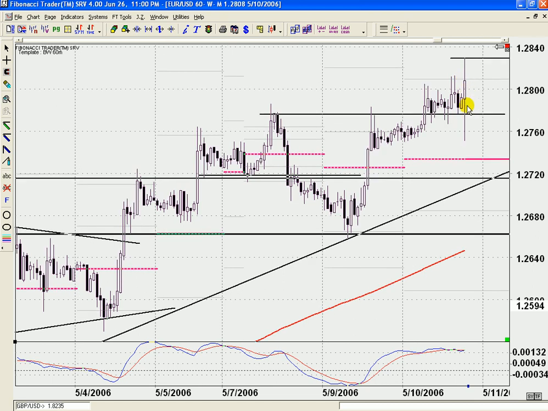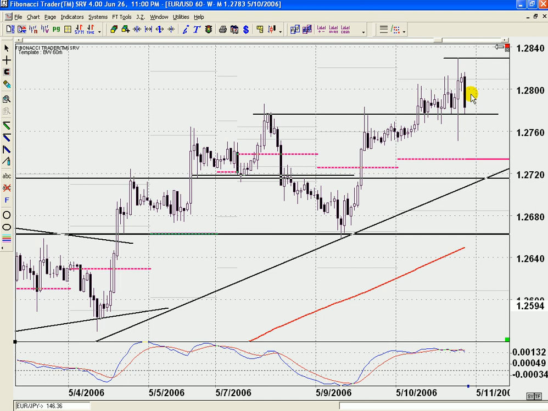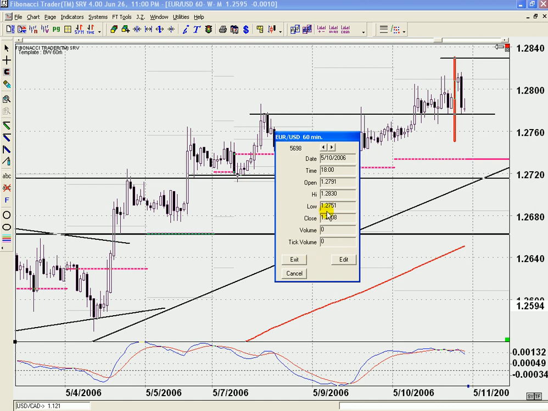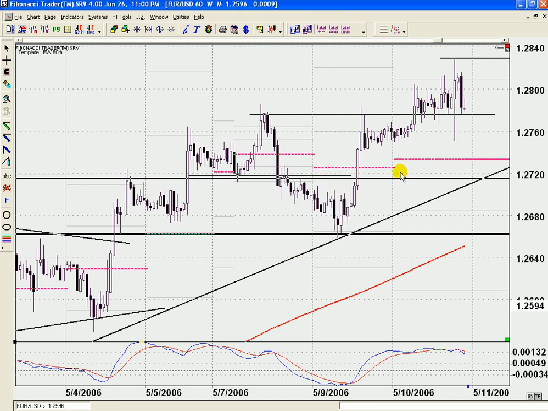Here we have an economic report. This is why you don't want to stand in front of it, because look at the whiplash. 2750 to 2830, an 80 pip whiplash.